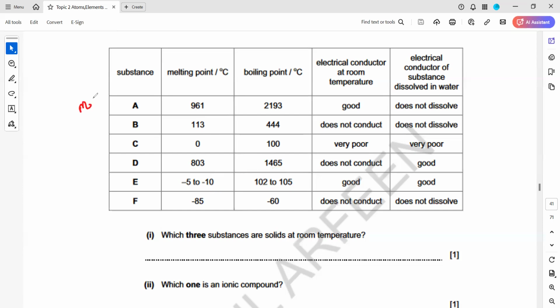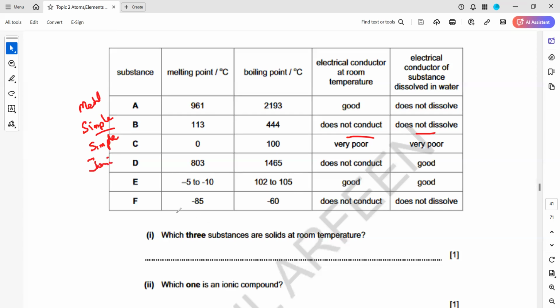So if we summarize, what is A? A was a metal. What is B? No, I'm not asking about state, I'm saying type of compound. So B is a simple molecular compound. Why did I say simple molecular? Because it does not conduct electricity, does not dissolve, but it has a low melting point. So that's why it is simple molecular. What about C? Also simple molecular. What about D? D we identified was ionic.